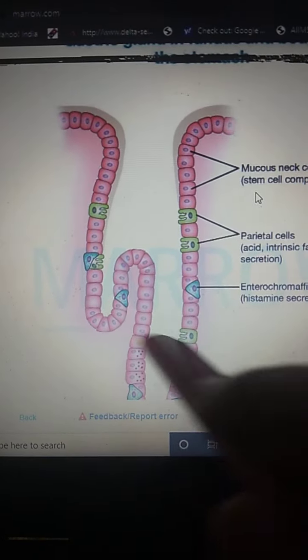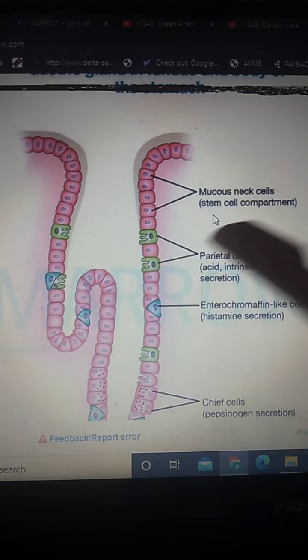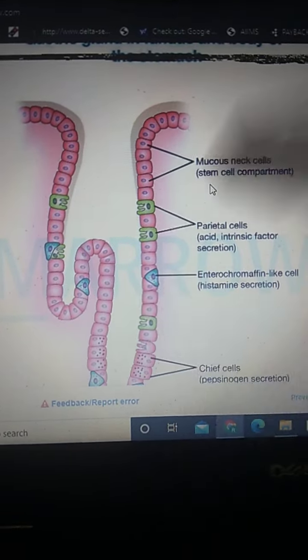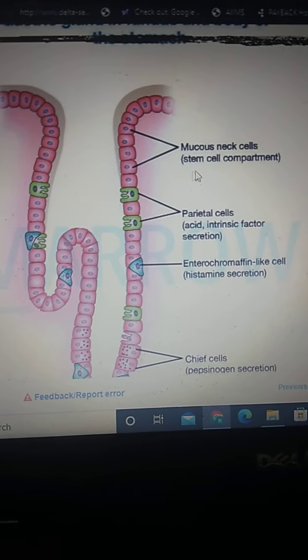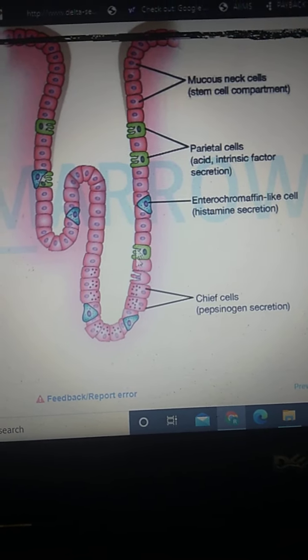Now, the GI cells: what all is present? The first thing present towards the lumen is the mucous cells, and then next we have the parietal cells, then the enterochromaffin cells, and then the chief cells. Now all these types of cells secrete many different things.